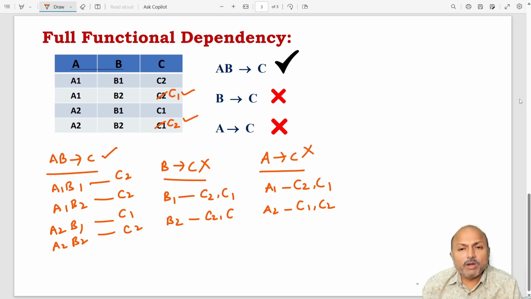So this is the right example. You can take the values for C as C2, C1, C1, C2. This is correct. So in this example, AB arrow C holds the functional dependency, B arrow C doesn't hold the functional dependency, and A arrow C doesn't hold the functional dependency. So it is satisfying the full functional dependency. Thank you one and all.